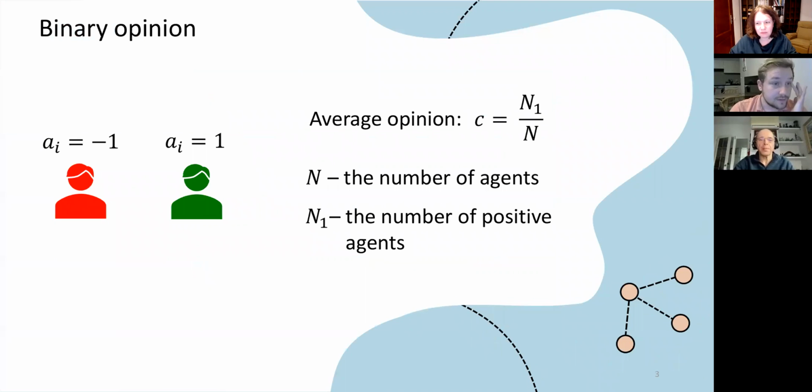Okay. So at the beginning, we will assume the very basic model, the binary one, in which an agent can hold one of two values: -1, 1, 0, 1, yes, no, you can denote it as you like. And you can track the state of the system by the average opinion, so basically the proportion of positive agents among the whole system.